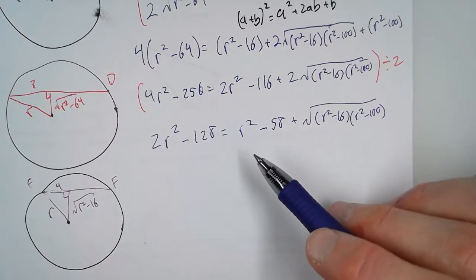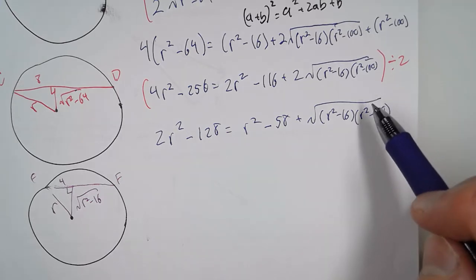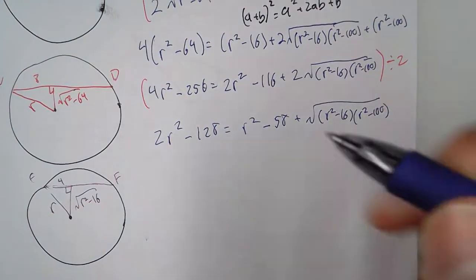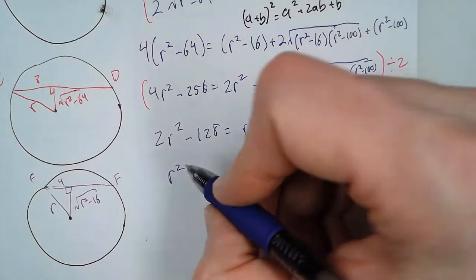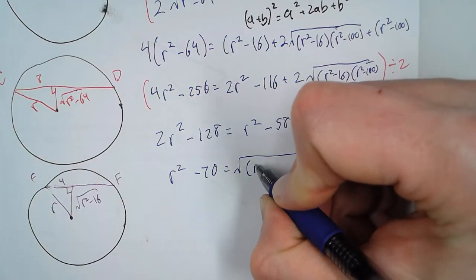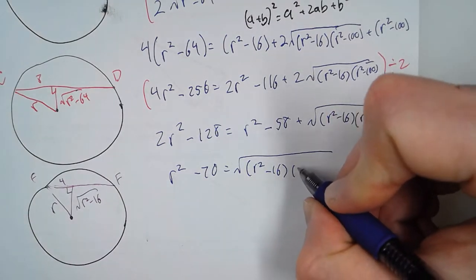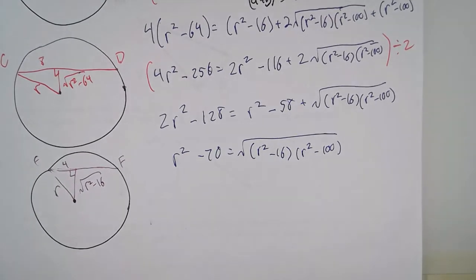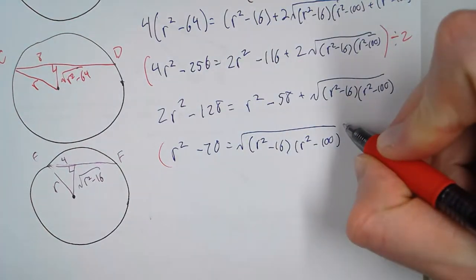All right. Now, we just have one radical, but we're going to have to square this equation again. But first, we're going to get these on the other side. So if I subtract r squared over, we get r squared. If I add 58 over, then we get minus 70 equals square root of r squared minus 16 and r squared minus 100. Okay. So now that this radical is by itself, we'll square both sides.